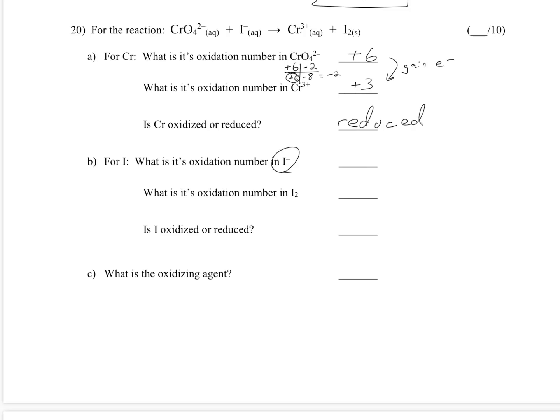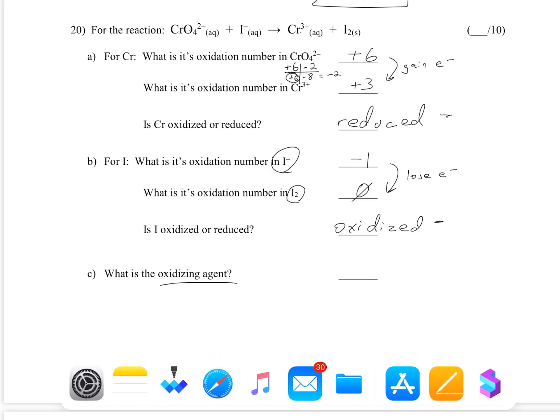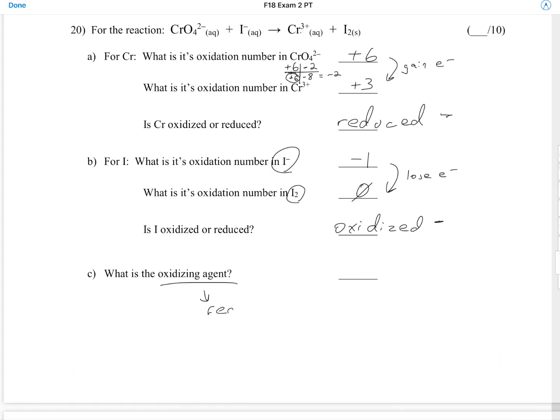Moving on to iodine, this is much easier, we have I-, so that's -1. We have I2, it's by itself, so that's 0. I- to 0 means you lose an electron, and that is oxidation. This makes sense. Something has to be reduced, something has to be oxidized. And the oxidizing agent, for that, we look at whatever is being reduced. In that case, it's chromium. So we look and it's the entire compound, including the chromium.